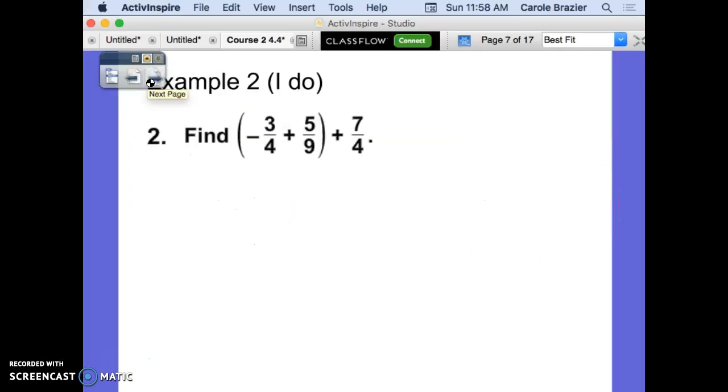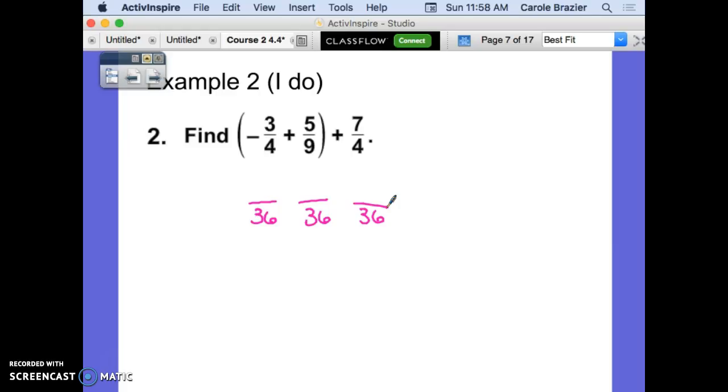The same thing happens if I have multiple denominators. I have to find a common denominator between all three. So if I'm looking between a 4, a 9, and a 4, my 4s are already the same, but my 9, I have to make them all common. So I'm going to make 36 my common denominator because I know 9 times 4 is 36. So if I take this one to 36, this one to 36, and this one to 36, I can then find my numerators.